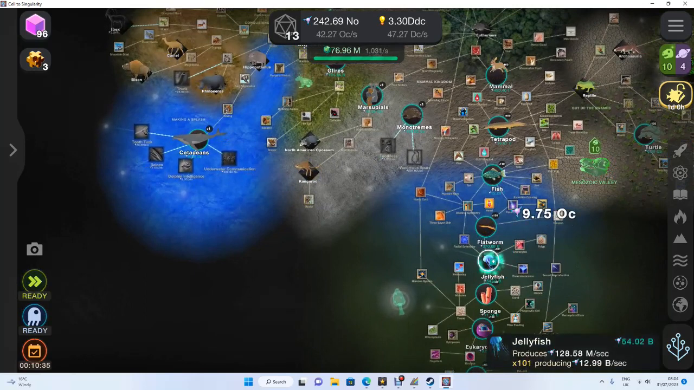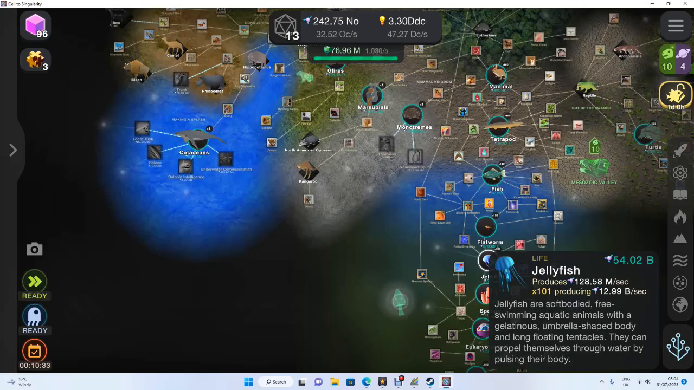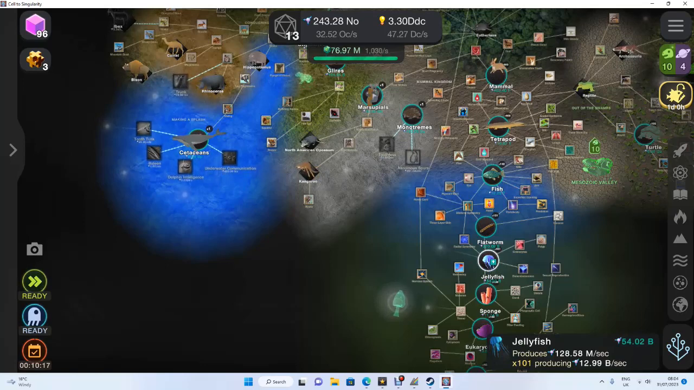Jellyfish. Jellyfish are soft-bodied, free-swimming aquatic animals with a gelatinous umbrella-shaped body and long floating tentacles. They can propel themselves through water by pulsing their body. Not gonna talk about the whole stinging thing.